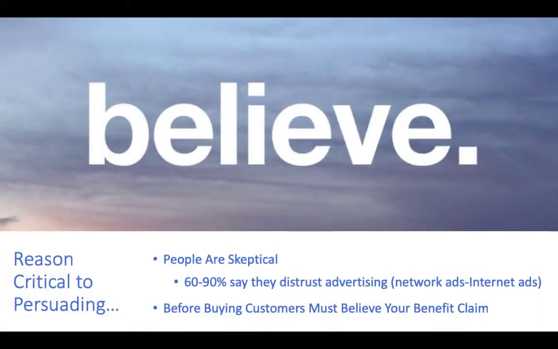Why is this important? I think you already know the answer to this. People are skeptical about advertising. There's research that says 60 to 90% of them distrust advertising, whether it's network ads or internet ads. And before buying, customers must believe your benefit claim. There are few that are willing to take a risk without a reason, or a reason to believe that's not very strong. But you're going to optimize your persuasiveness if you promise a benefit and then you tell people, this is why you can believe we can do what we just said.